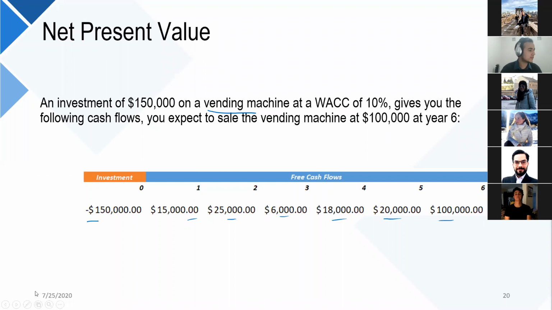And this is actually a case that I got asked. It's a real case in real life. Someone came to me and told me, well, I have the opportunity of buying a vending machine, and someone is lending me the money. This person is going to charge me 10% interest. That will be my WACC. It's 100% debt, so it's just a straight 10%. And he's telling me that these are the cash flows that I can generate. And I can go back and sell the machine at 100,000 in year number 6.